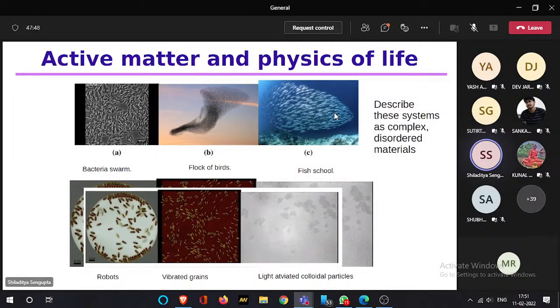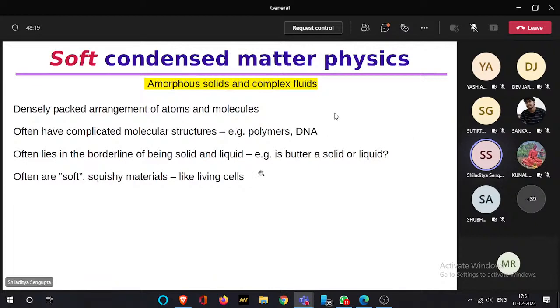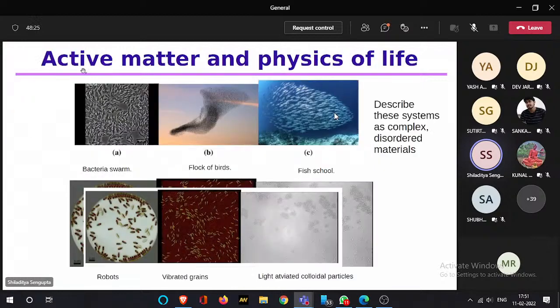Unfortunately, it's not part of the curriculum, but there is an even deeper question, which is whether different living processes like birth, death, and growth can be studied or described using the concepts of condensed matter physics or physics. So this is an emerging frontier area to study the physics of life, and because living systems are soft, they are part of what is called soft condensed matter physics.